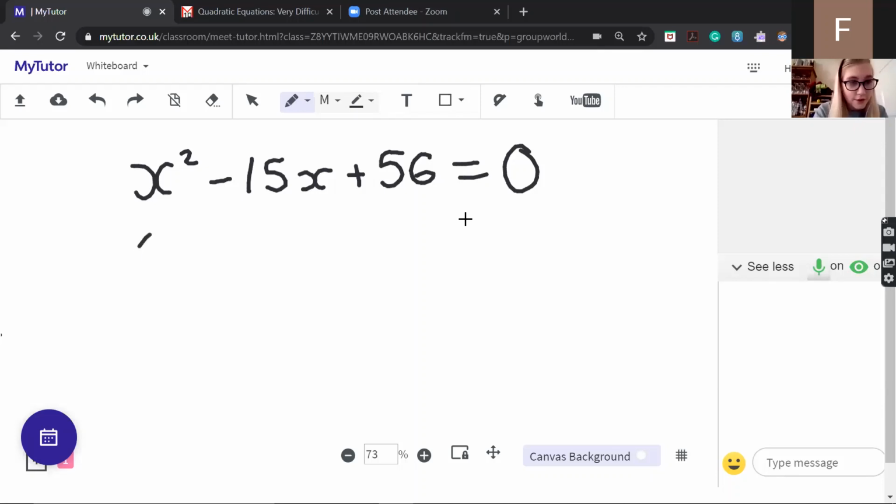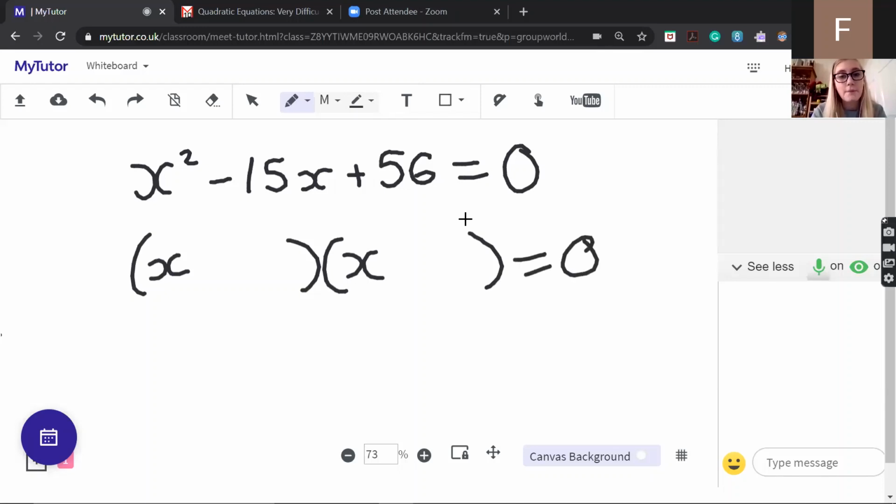So to factorize, we set up our brackets. So here we just have a single x squared. Now, in a bit, we're going to be doing ones that are a bit harder, because you might have a 2x squared or something here. But when it's a single x squared, it's just x and x. And then we have to decide what signs go in here. So are they pluses, minuses, one of each?